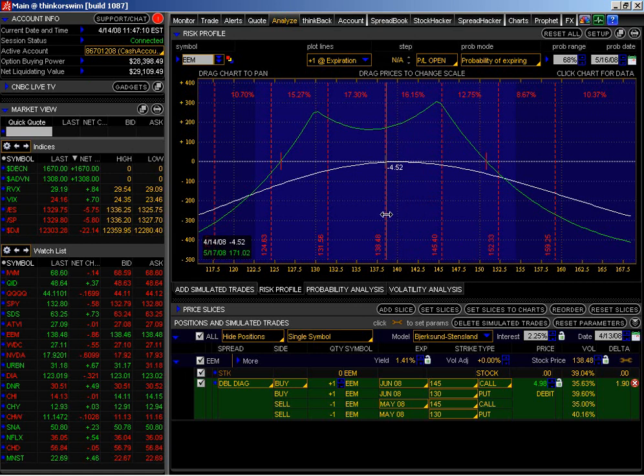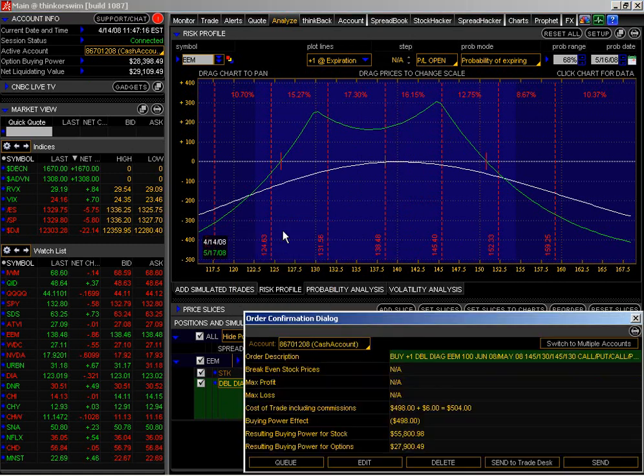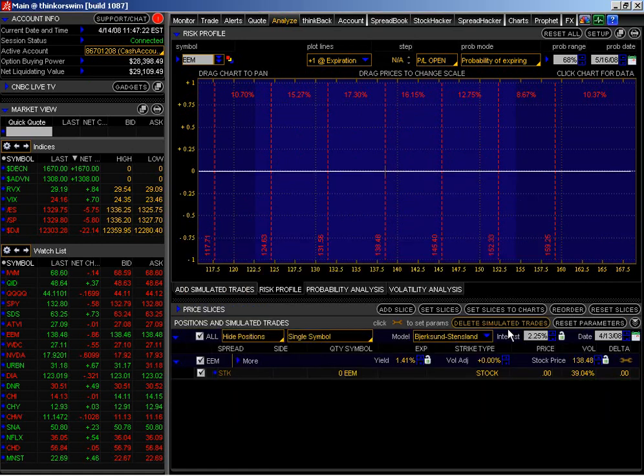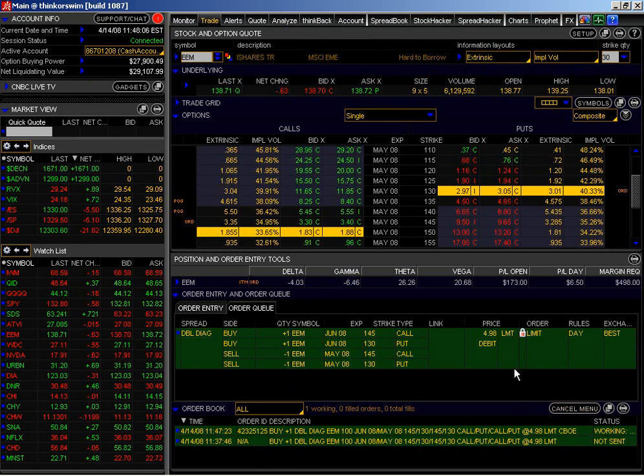And that's all we have to do, really. All we have to do is right click on this. We are going to confirm and send it, and send that off to the market and see if they give us our price. If we go back to our trade tab, they are working on it now.